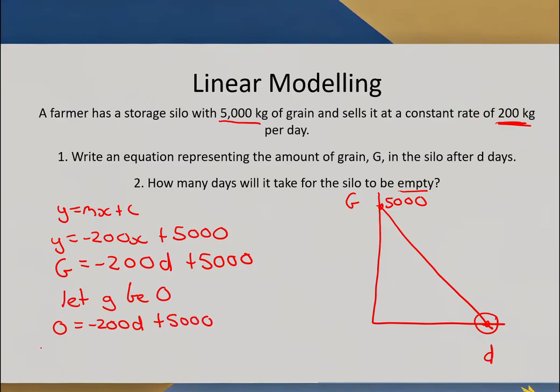I take 5,000 from both sides. So that gives me negative 5,000 equals negative 200d. Now, to get d by itself, we're going to divide both sides by negative 200, and a negative divided by a negative is a positive. So it will be 5,000 divided by 200 is 25, which means it will be 25 days before the silo is empty.